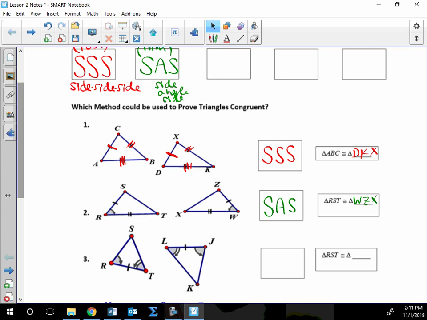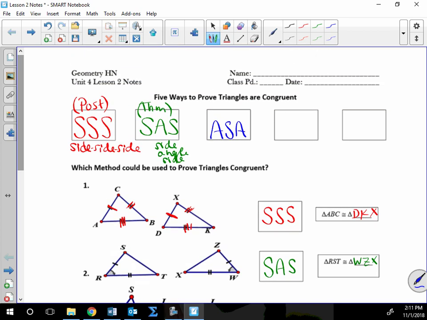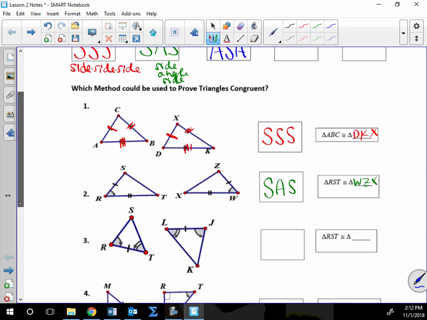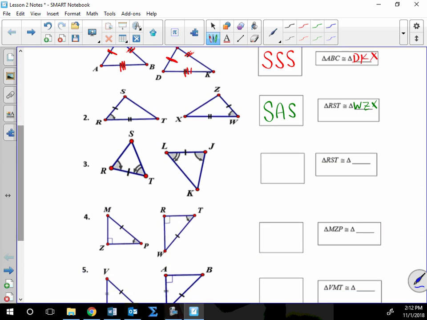ASA, angle, side, angle. It's 2 angles and the side in between, or the included side. Alright, so this is angle, side, angle. You can write out what that is if you want, but I trust that you guys know what A stands for now. This is another theorem. And again, notice our side has to be in between the 2 angles. So I can say that these 2 triangles are congruent by angle, side, angle. Some people lovingly refer to it as A side.